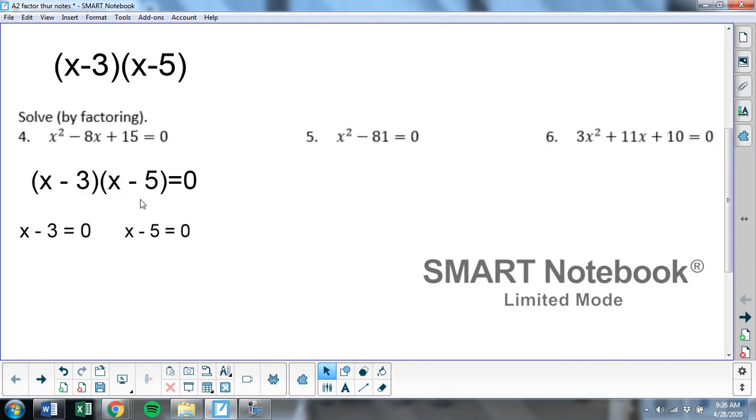x minus 3 equals 0, x minus 5 equals 0. Then we just solve these just like regular, so add 3 to both sides. You get x is 3, add 5 to both sides, you get x is 5.